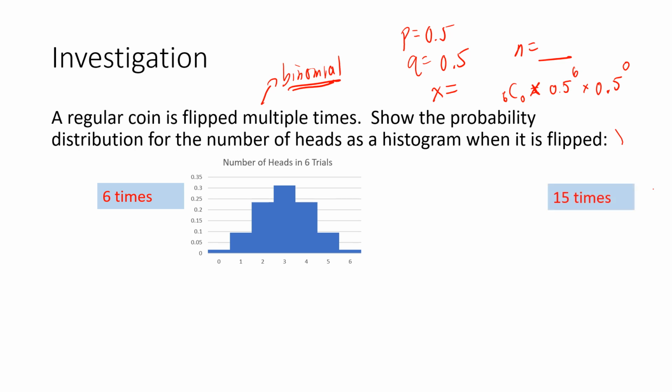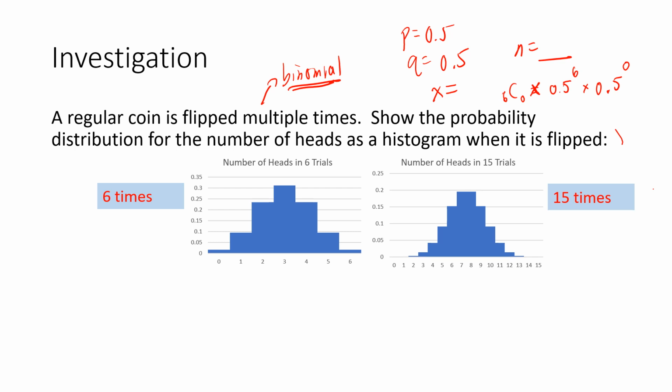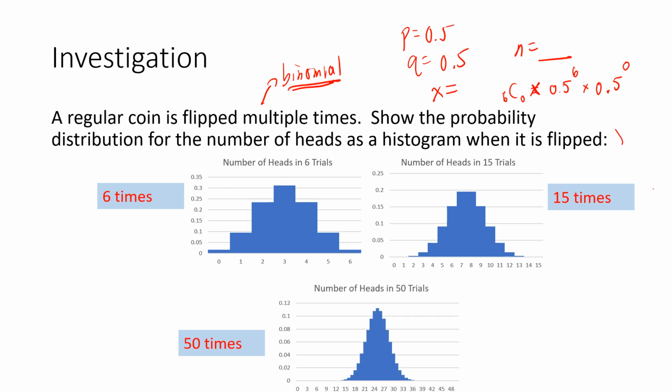Now, what if we were to do it 15 times? We have 15 trials. We can count the probability of 0 successes, 1 success, 2 successes, 3 successes, etc. We are going to get a probability histogram that looks like this. Now, what if we had even more trials? What if we did this 50 times? What if n was equal to 50? We have a probability of 0 successes, 1 success, 2 successes, all the way up to 50 successes. It is going to look a little something like this.